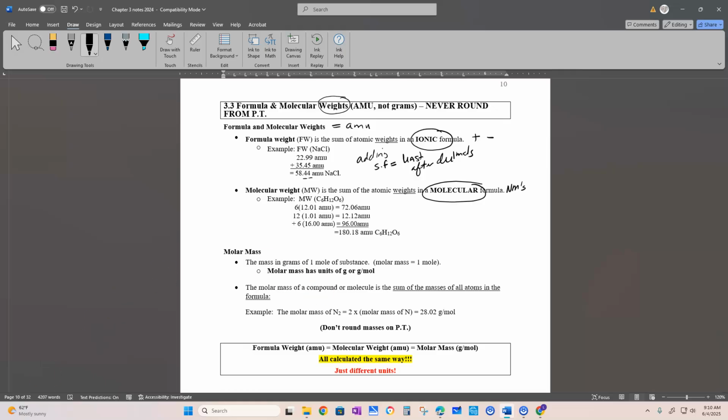Molecular weight for sugar, glucose, is you have 6 times 12.01, and you have the 12 times 1.01. Now, I do know the periodic table for hydrogen that AP gives you does say 1.008. I'm used to 1.01. Either one is fine for AP. 12.06, 12.12, add it all up. You just need to make sure you have those two numbers after the decimal.